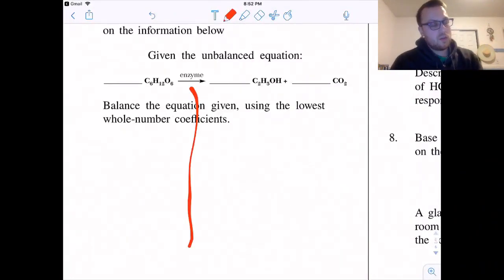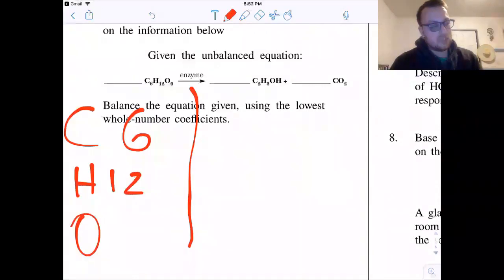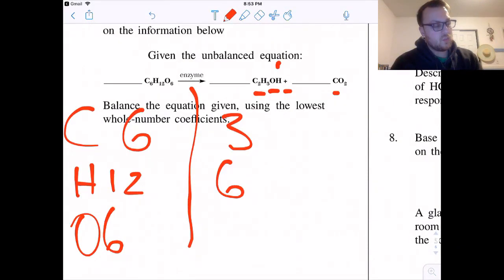So, is this not number 4? This is 4. So, I'm doing number 4 in the packet. If you want number 4 somewhere else, let me know.